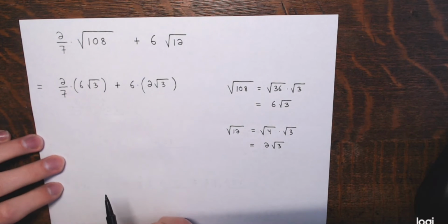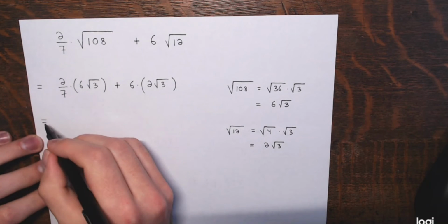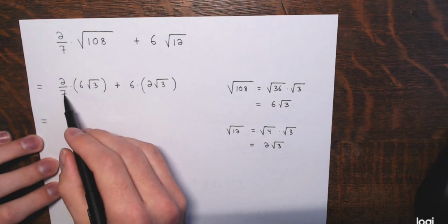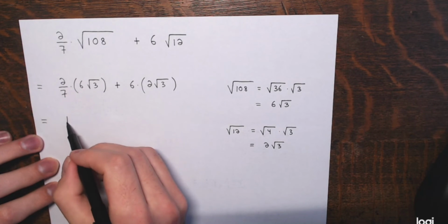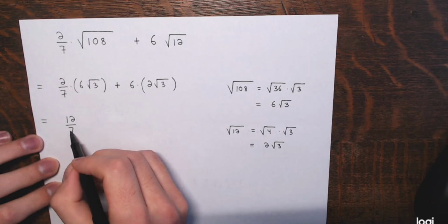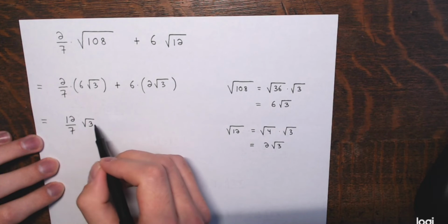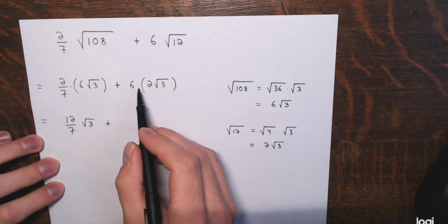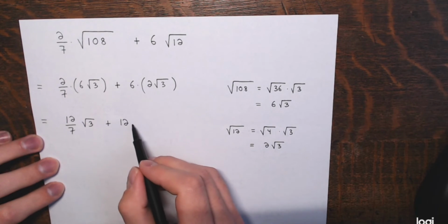Right. Great, and then 2/7 times 6, that's 12/7 times the square root of 3. Plus, and then here 6 times 2 is 12. 12 times the square root of 3.